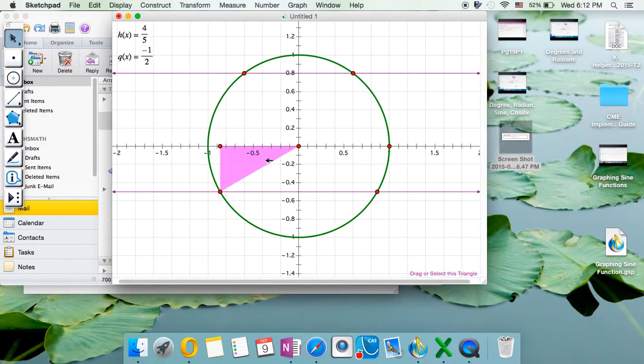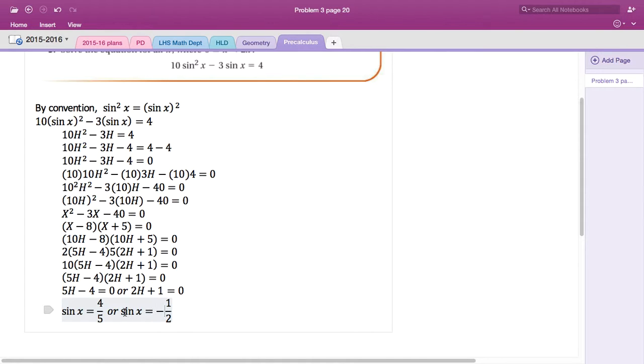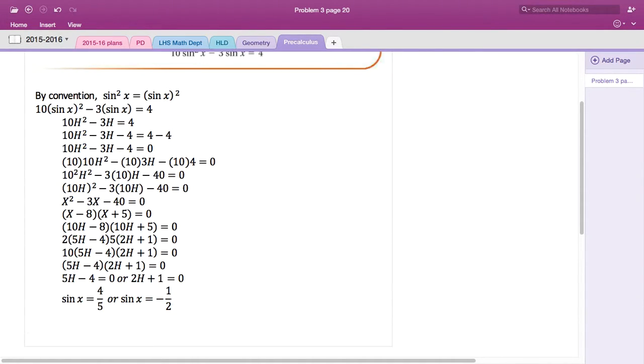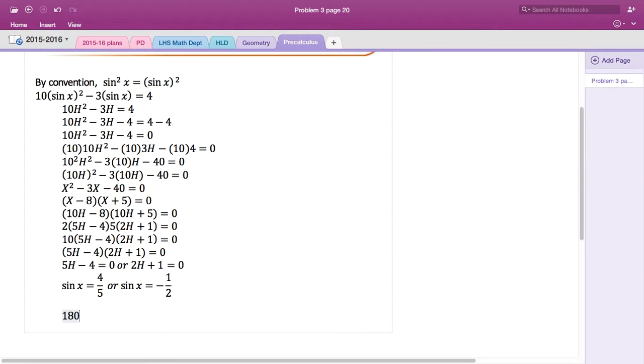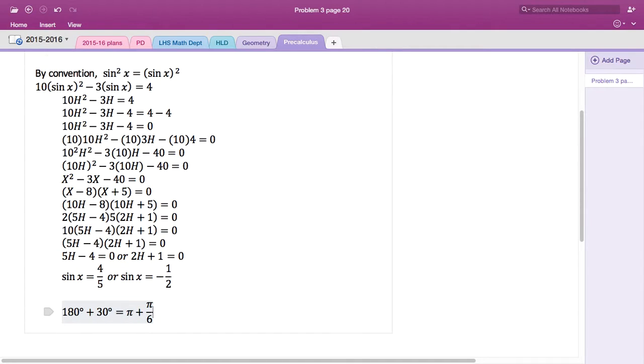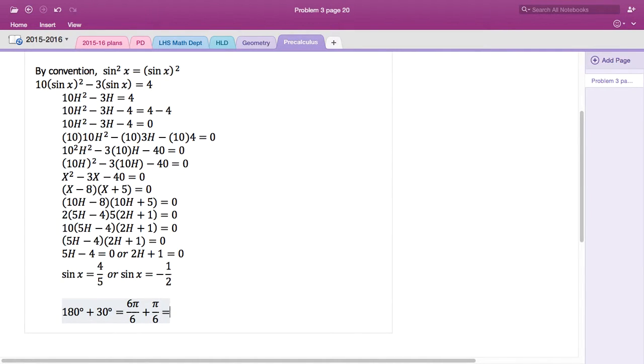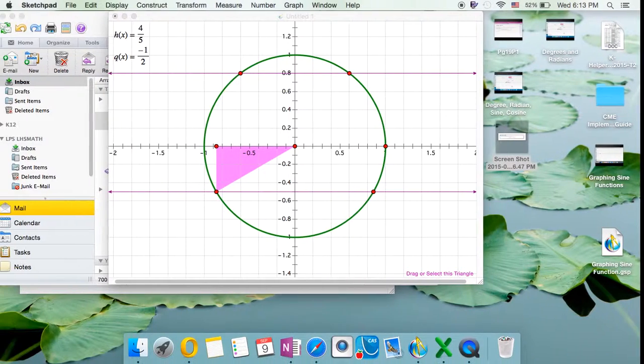Okay, so this is -1/2. So that means what? We have 180 degrees and also we have 30 degrees. So for this one, we have 180 degrees plus 30 degrees, which equals pi plus pi over 6, and this really is 6 pi over 6. I just changed it so that I can add it, right? So that gives us 7 pi over 6.